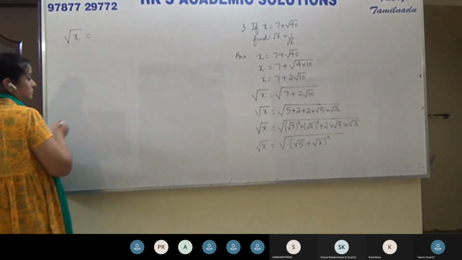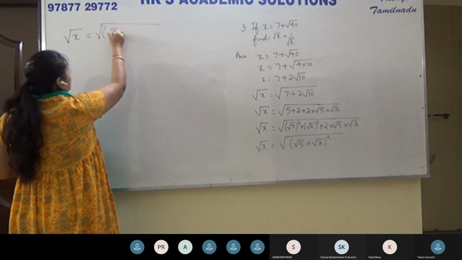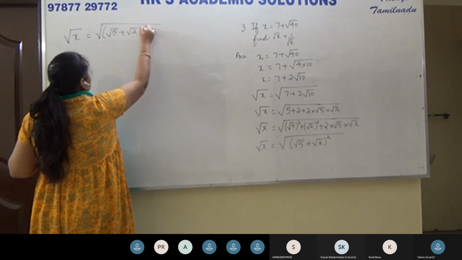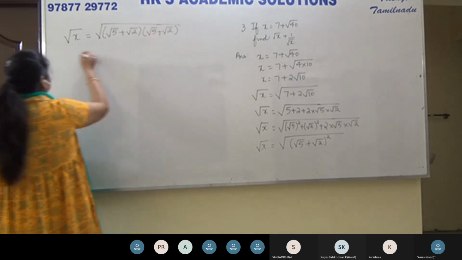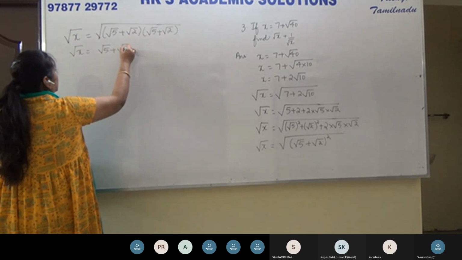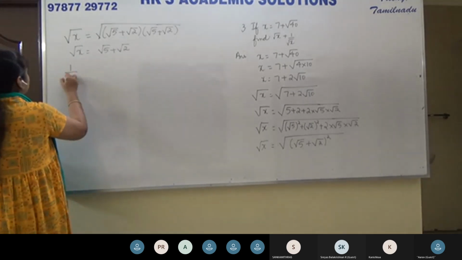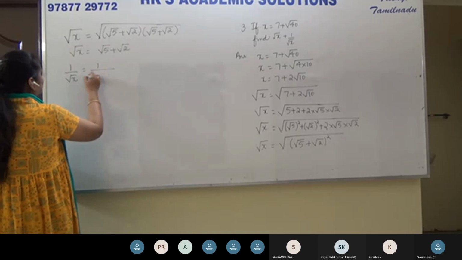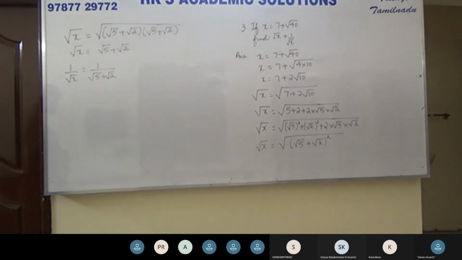So square root of x is equal to square root of, write the 2 times, square root of 5 plus square root of 2 into square root of 5 plus square root of 2. So root x is equal to square root of 5 plus square root of 2. This is root x. Then what is 1 by root x? Please find 1 by root x next. 1 by root x is equal to 1 by root 5 plus root 2. Please rationalize the denominator and find 1 by root x.